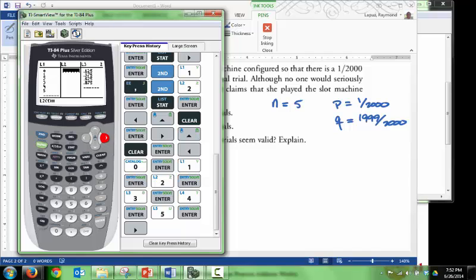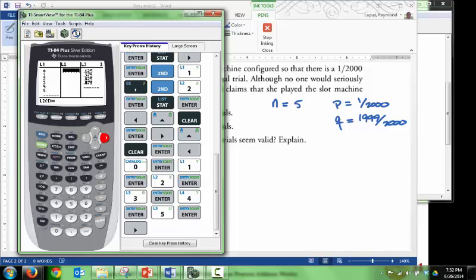Now, for each of these number of wins, there's going to be an associated probability. There's probably going to be a high probability that you're going to win 0 times, and an extremely low probability that you're going to win 5 times. So we should expect that.